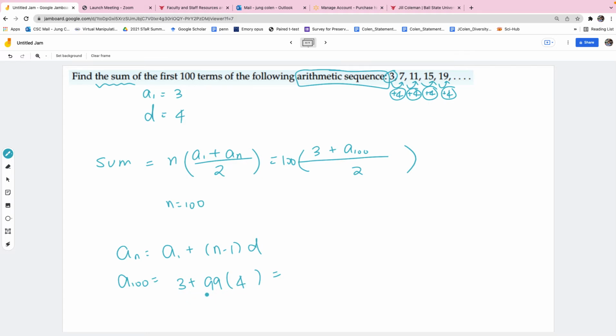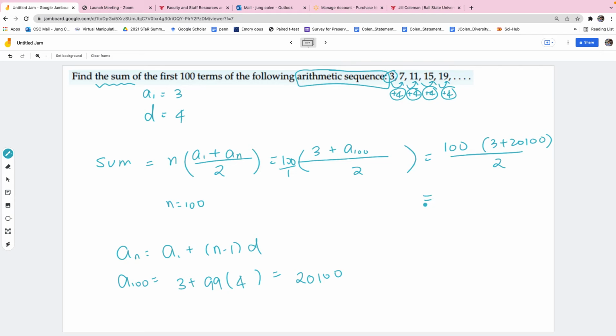So if you do 3 plus 99 times 4, we multiply first before we add. If you use your calculator, multiplying first and then adding 3, you get 2100. So the last number here is 2100, right? And you multiply this by 100. 100 times the whole thing is the same as 100 in the numerator, because it's 100 over 1. It doesn't matter.